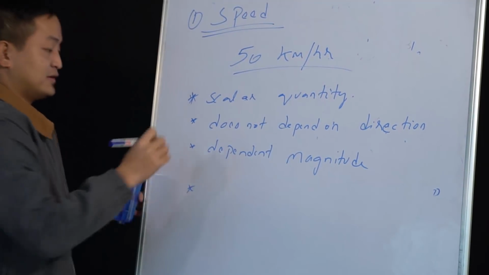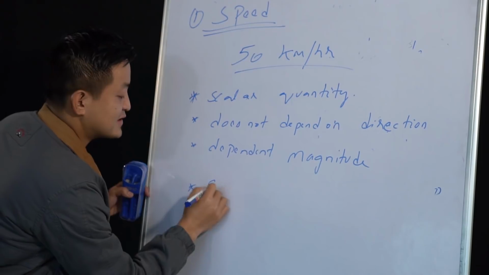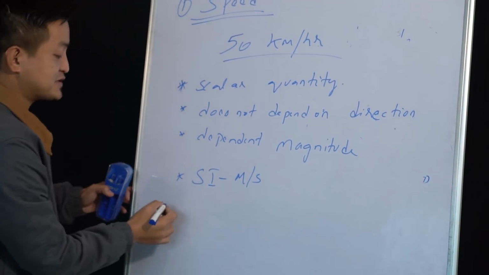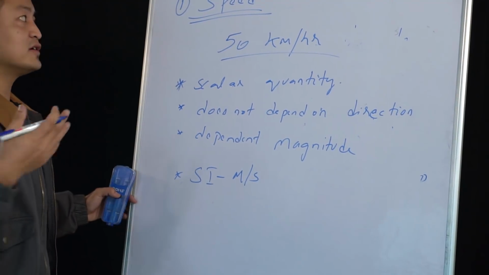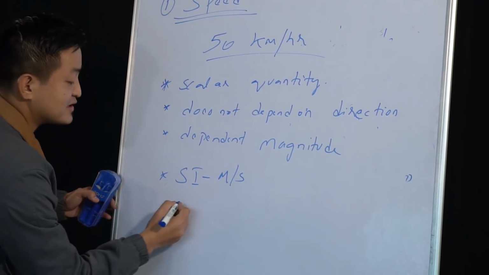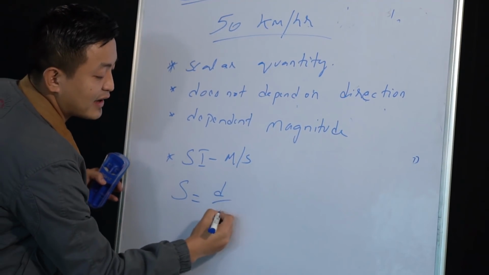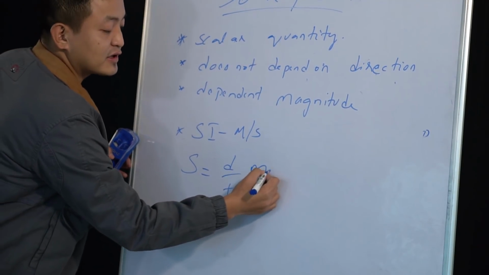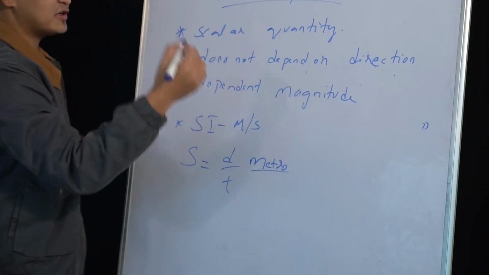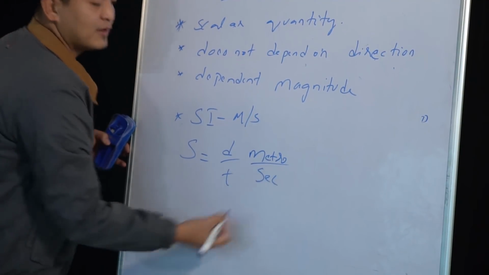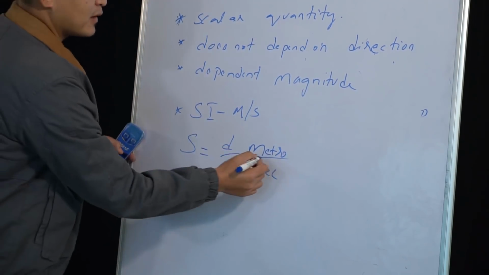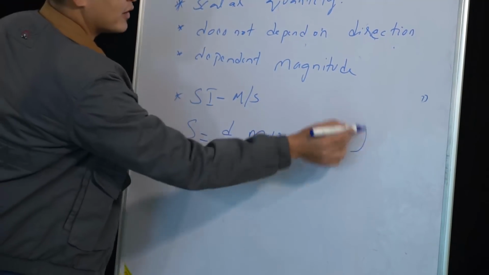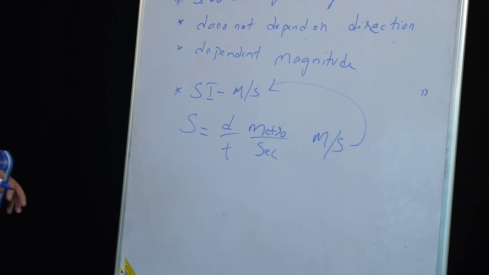And the SI unit of speed is meter per second. How is it meter per second? I have given the mathematical formula for speed. The speed is distance by time. Distance we usually measure in meters, and time we measure in seconds because we follow the MKS system. So meter by second means meter per second. So from here we get this SI unit. Clear?